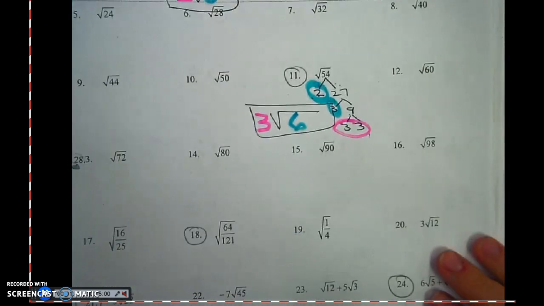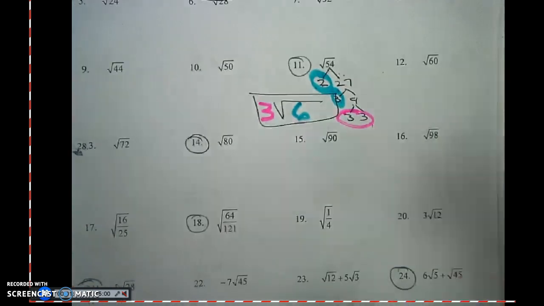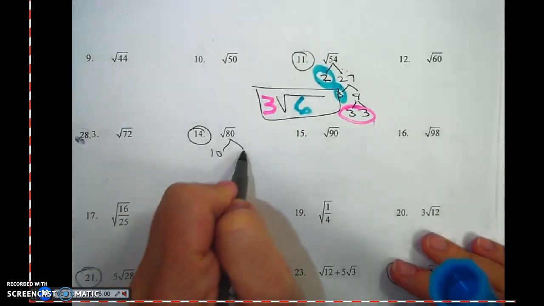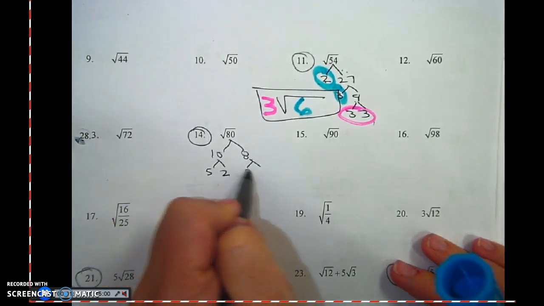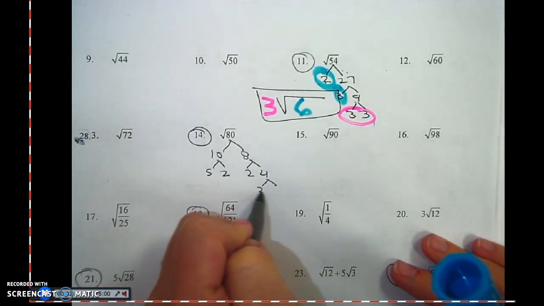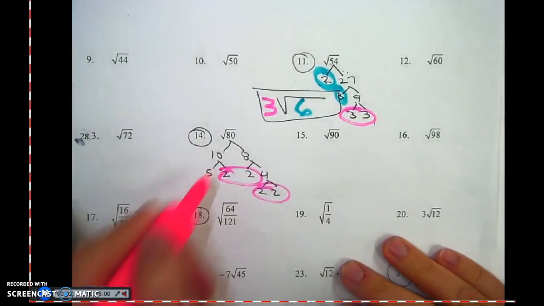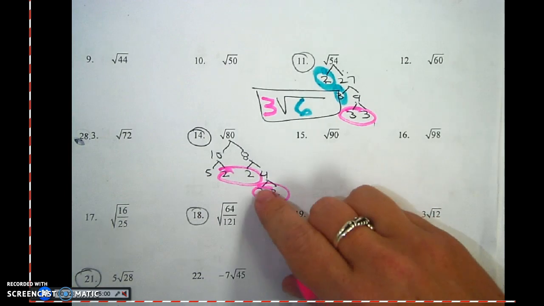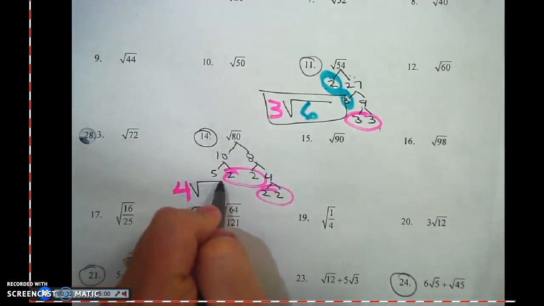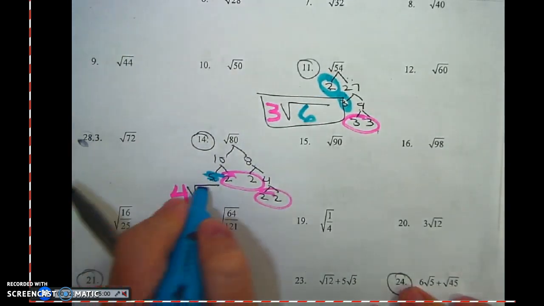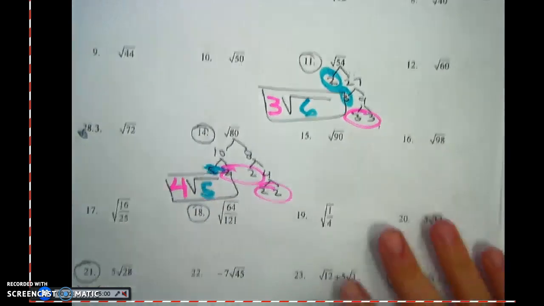Let me do one more just in case. Let's do 140. So I'll go 10 and 14. Keep going. 5 and 2. Stop, stop. Keep going. Keep going. Circle the doubles. I have one set of doubles and another set of doubles. If I have more than one, I multiply it. 2 times 2, 4. What's the only thing left at the bottom of my tree? 5.